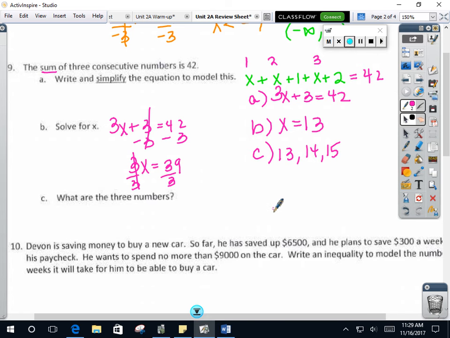Now raise your hand if you could have gotten B and C even if you didn't know how to do A. Because think about it. Couldn't you sit here and play around with numbers that add up to 42 and that are consecutive? So if you can at least get the numbers, the first one will always be the x value. And then think about it. Couldn't you take the 4 equations that are there in your choices and plug in your x value into each x place until you find the one that works?